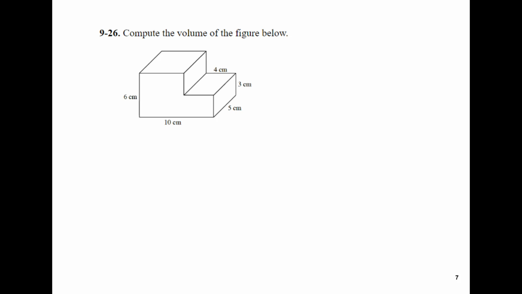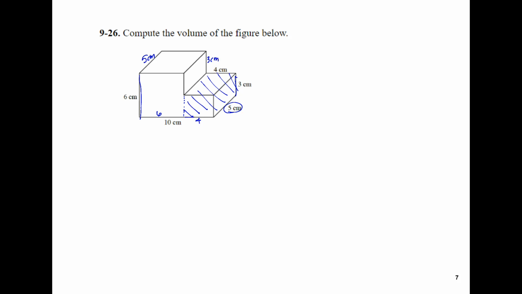9-26 says compute the volume of the figure below. So the first thing I want to do is start filling in some missing pieces, drawing in some lines. I notice that I have 2 different rectangular prisms here. If this is a length of 4, I can subtract 4 from this 10, and I know that this is a length of 6, and this is a length of 4. If I know this side is 6, and this is 3, I know that this is also 3 centimeters. If I know this side is 5 centimeters, I know this side is 5 centimeters as well.